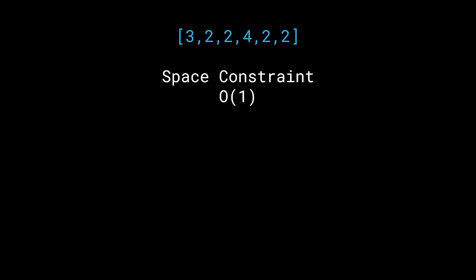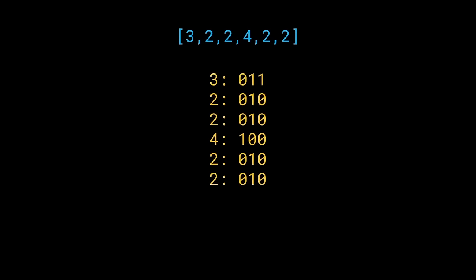Whenever you're stuck in these weird situations where there seems to be no other way and the space constraint is order of 1, you have to think in terms of bits. Go to the binary representations. You don't look at the numbers as numbers anymore, but as binary representations. Here's what I mean. Instead of looking at 3, I'm going to look at 3 as 0, 1, 1, which is nothing but the binary representation of 3.